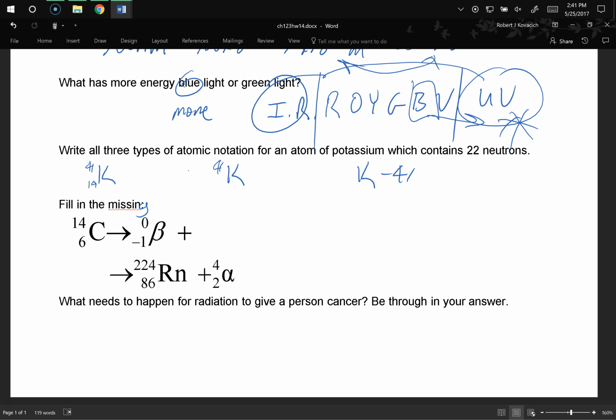So treat this arrow as an equal sign. Whatever's on one side has to equal whatever's on the other side. So this over here has to be a 14 because 0 plus 14 is 14. And this has to be a 7 because -1 plus 7 equals 6. And so then after you've done the math, look at it and say, what element do I have? Well, I just look at the 7, that tells me it's a nitrogen. What fundamentally happened?